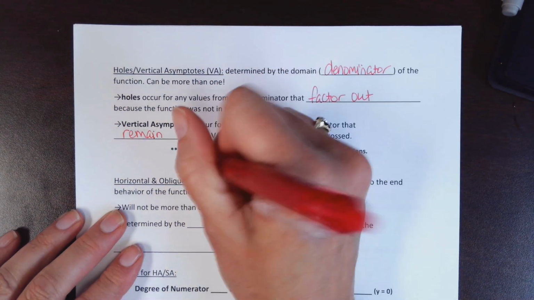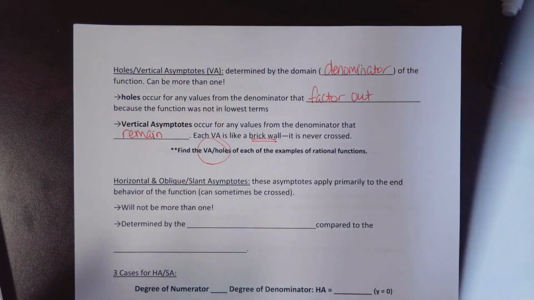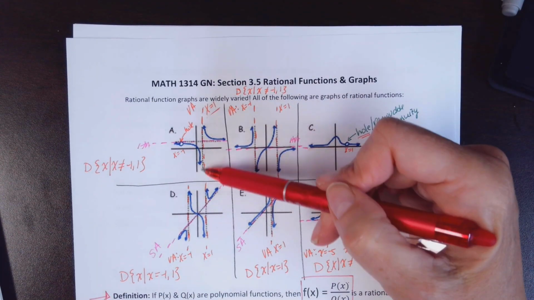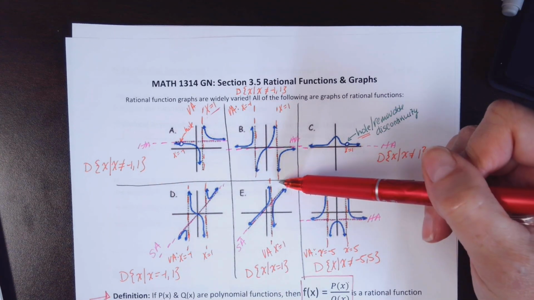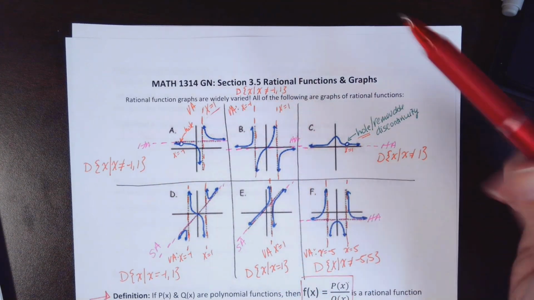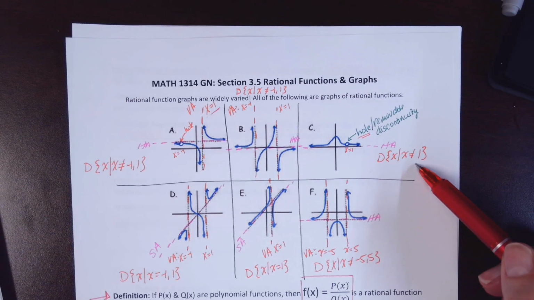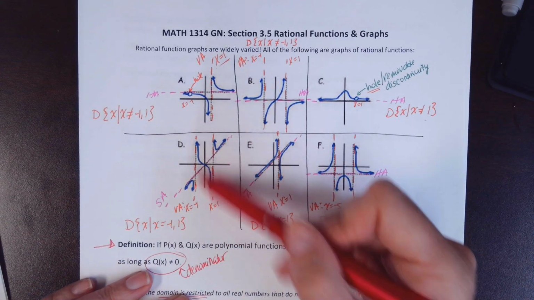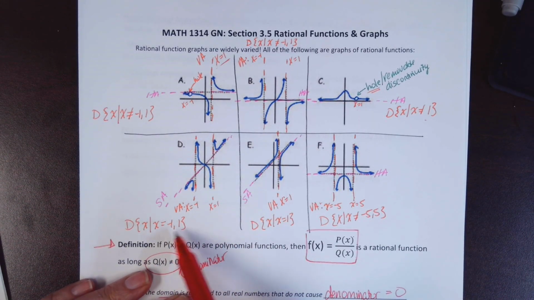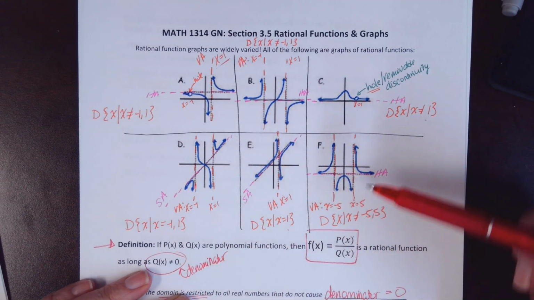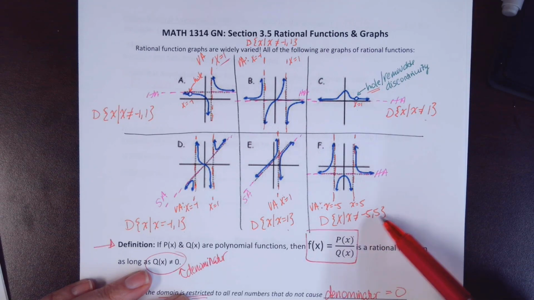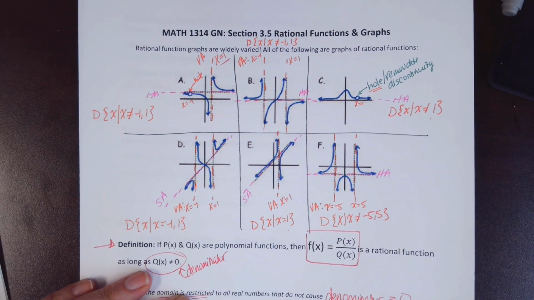Now find the vertical asymptotes and holes of the examples. We already did that. We've got one vertical asymptote, one hole, kick out both values. Two vertical asymptotes, kick out both values. One hole, kick out that value from the domain. Two vertical asymptotes, kick out both of those values. One vertical asymptote, kick out that value from the domain. Two vertical asymptotes, exclude both of those values from our domain.